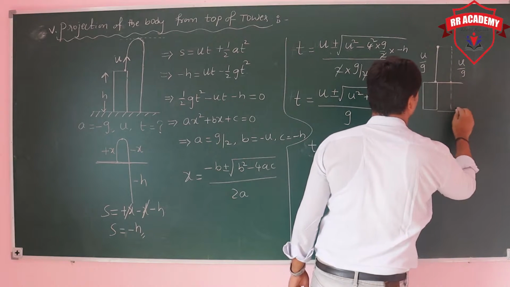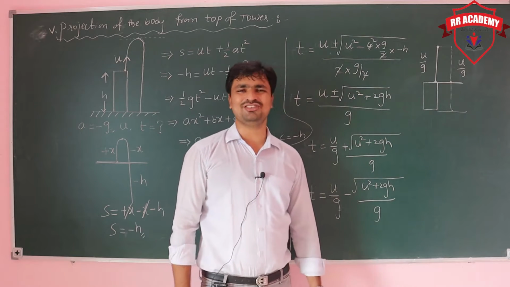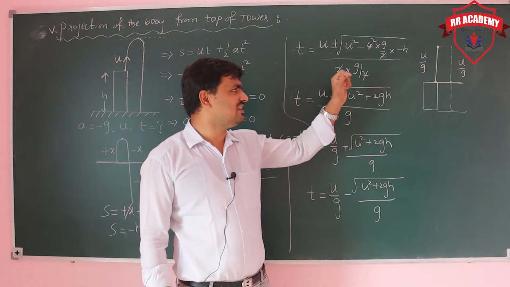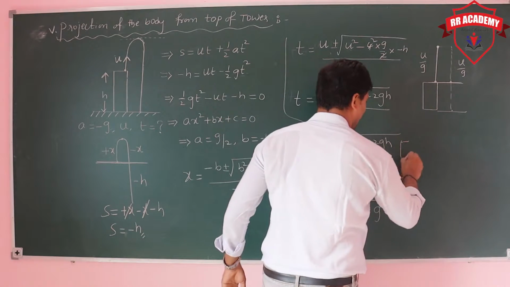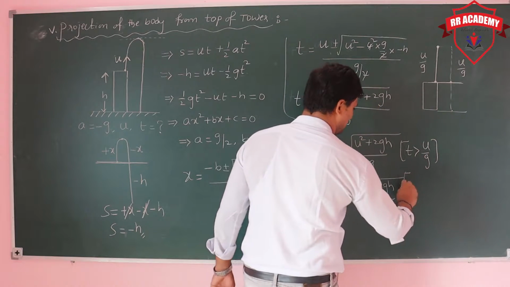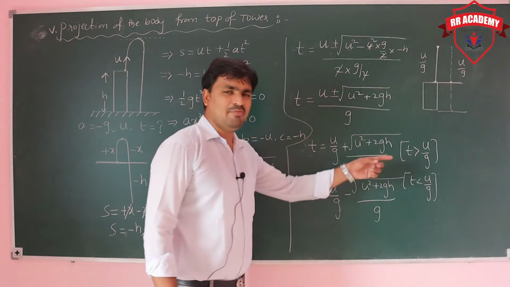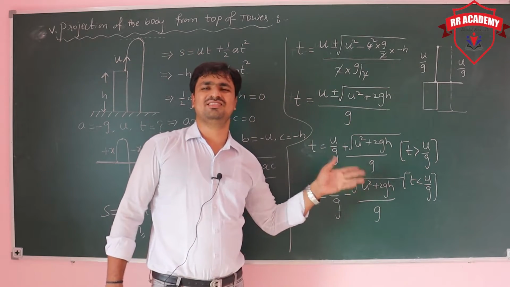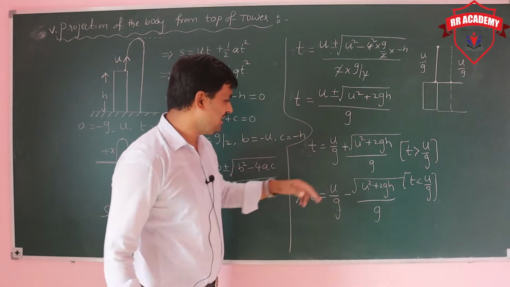And then there is some additional time, given by the under root u square plus 2gh term. So the particle is taking more than u by g, which means the time must be greater than u by g. But here t is less than u by g, which means the particle is taking less than the time of ascent. So this is not possible, and that's why it is not this expression. Then what is the time?